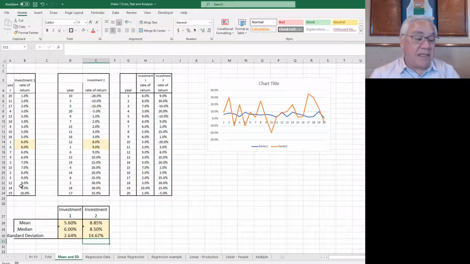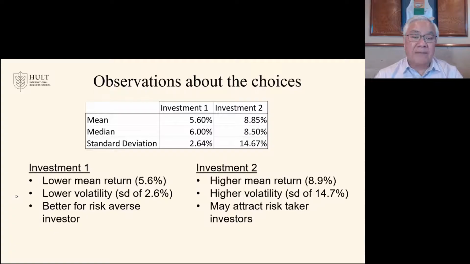So now we have these descriptive statistics of mean, median, and standard deviation. Let's go back into the PowerPoint and look at them and make some observations. All right, let's look at these results. For investment one, it has a lower mean, in other words, lower average return. So if we ask, what might we expect in the future from one? We'd say 5.6%. The volatility is 2.6%, which is not very high.